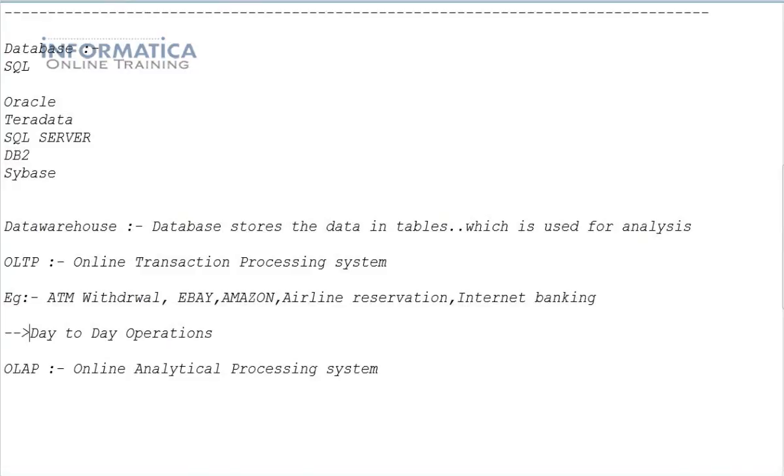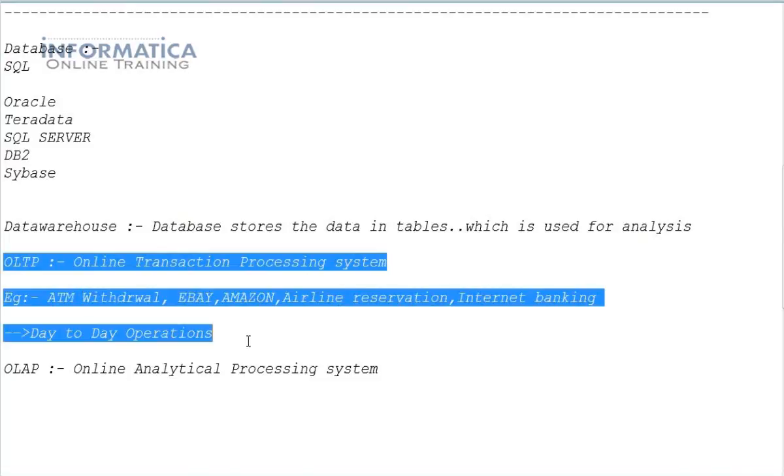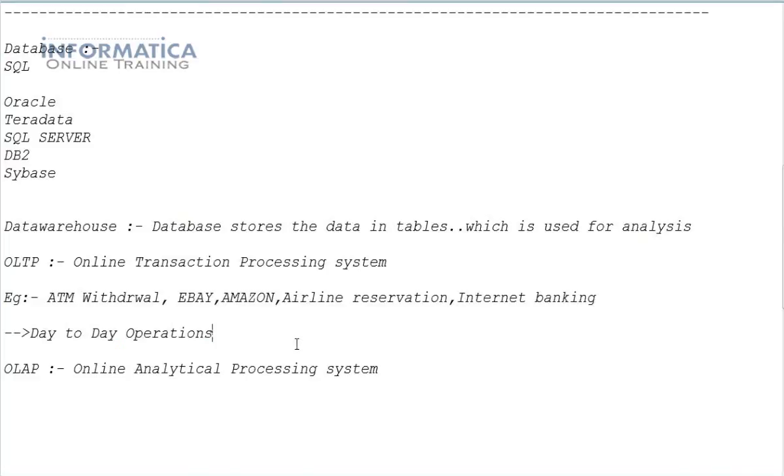OLTPs cannot be used for analysis because there is no historical data in the OLTP systems. Historical data is not there means, like with your ATM withdrawal, if you take the mini statement, you will hardly be able to see the last 5 transactions, but you will not be able to see last year's transactions. That means it is not storing the historical data, only the last 5 or 6 transactions you performed, and it is not storing the remaining transactions. So there is no historical data, and that's the reason we don't prefer to analyze the data on the OLTP system.